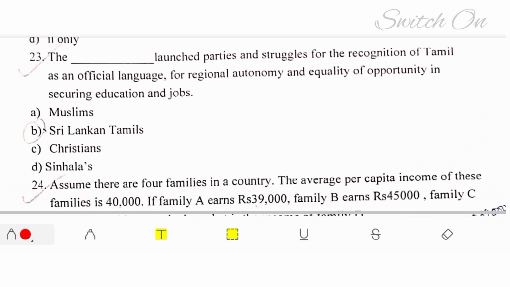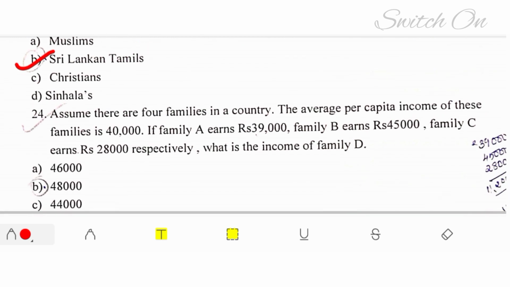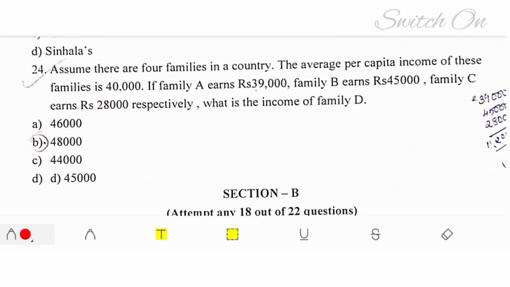Question number 23. The Dash launched parties and struggles for the recognition of Tamil as an official language, for regional autonomy and equality of opportunity in securing education and job. The answer is option B, Sri Lankan Tamils.